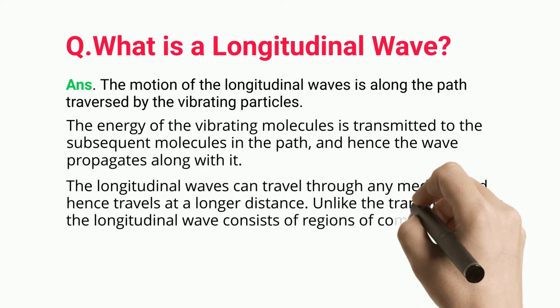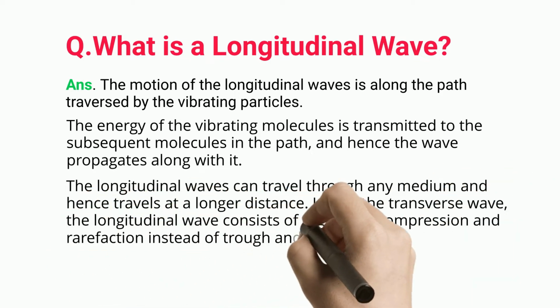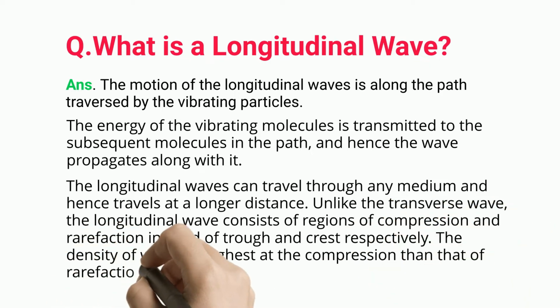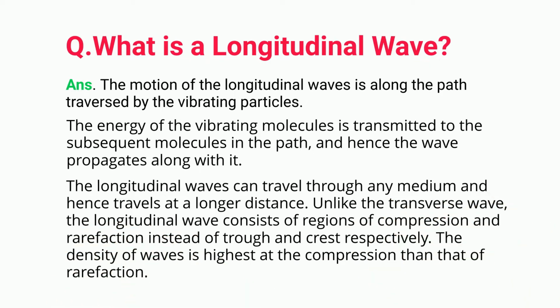Unlike the transverse wave, the longitudinal wave consists of regions of compression and rarefaction instead of crest and trough respectively. The density of the wave is highest at the compression than at the rarefaction.